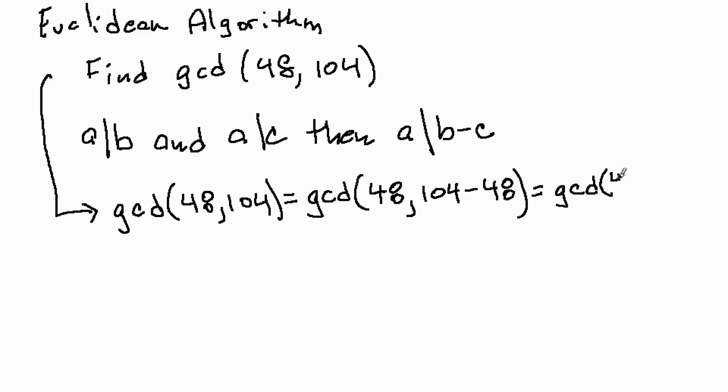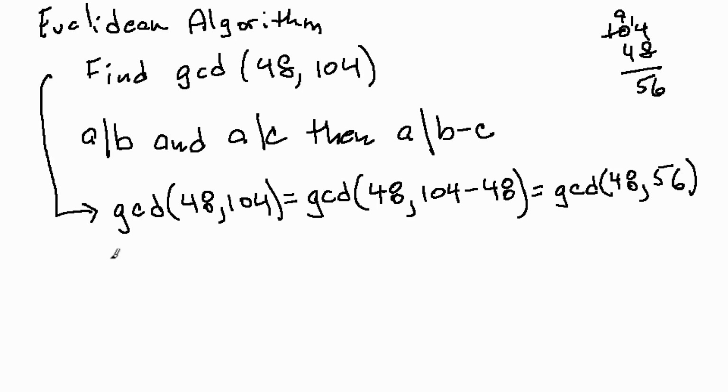the GCD of 48 and, let's see, I've got to do this in my head. 104 minus 48 is going to be 56. I hope I have that right. 104 minus 48, that's going to be a 9, and 14 take away 8 is 6, and that's 56. So that's equal to this. Okay, the original problem, GCD of 48 and 104, is equal to the GCD of 48 and 56.